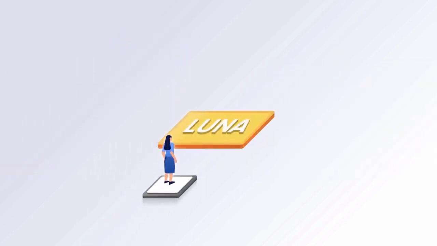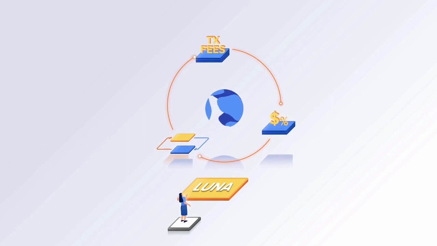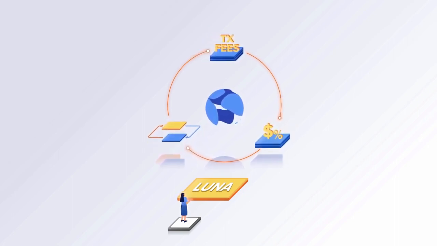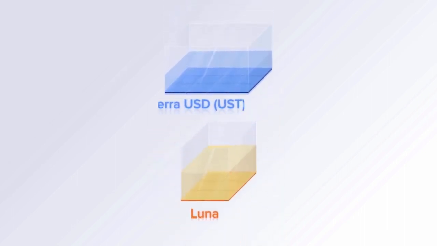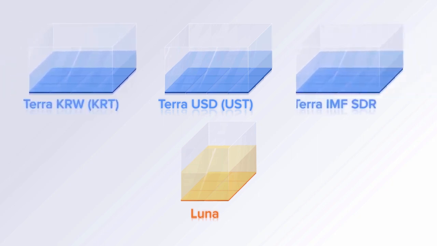With Luna, you can do so much more than earn passive income. Luna holders can participate in Terra's governance process, proposing or voting for changes in transaction fees, seigniorage allocation, tax rate, and many more. Luna not only collateralizes UST, but also many more world currencies like Korean won and the IMF SDR on the Terra blockchain.